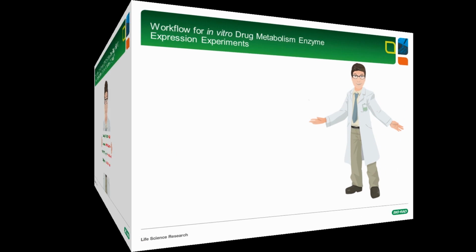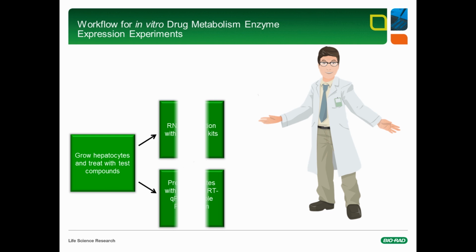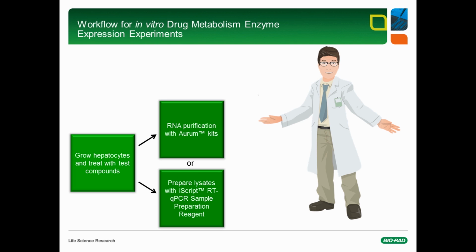The general workflow starts with growing hepatocytes, or hepatocyte-like cells, in 24-well or 96-well cell culture plates. Cells are then incubated with test compounds in induction media for 48 to 72 hours, followed by an appropriate sample preparation method to isolate total RNA for RT-qPCR.